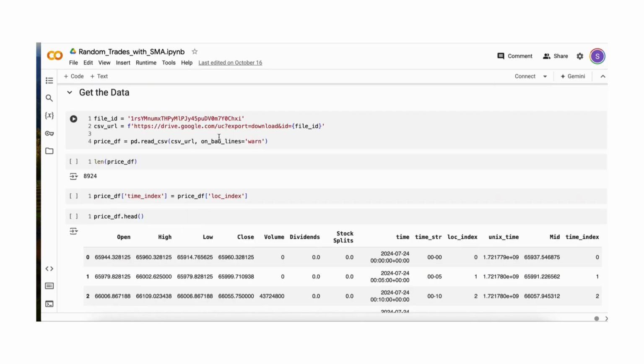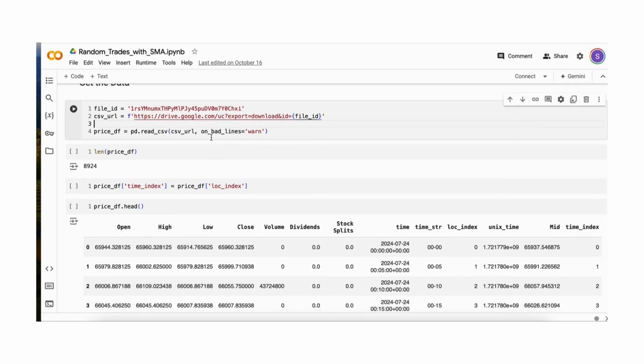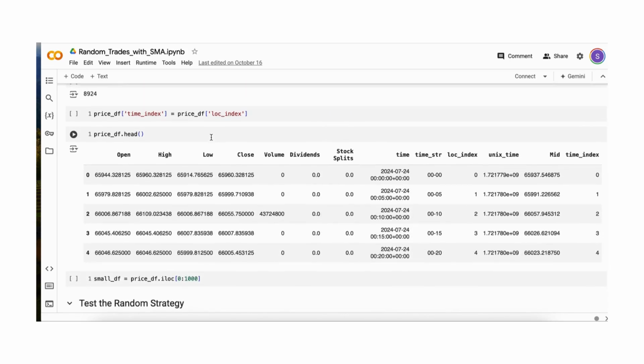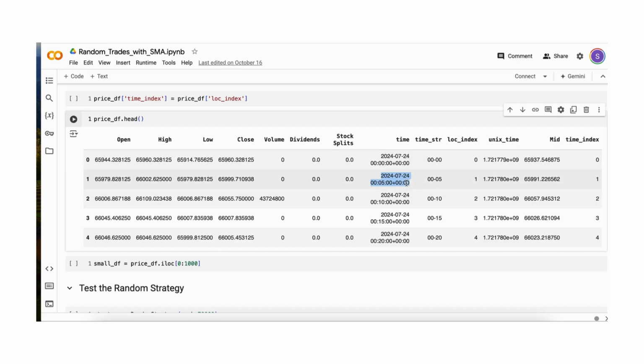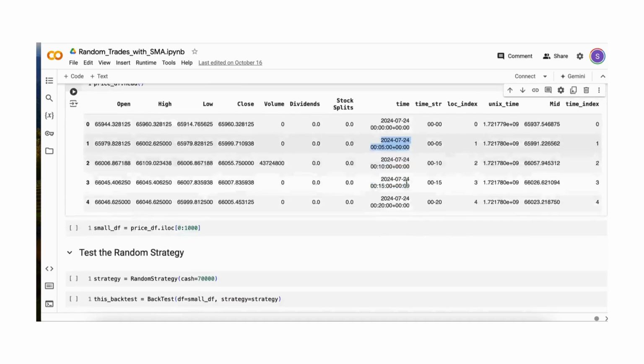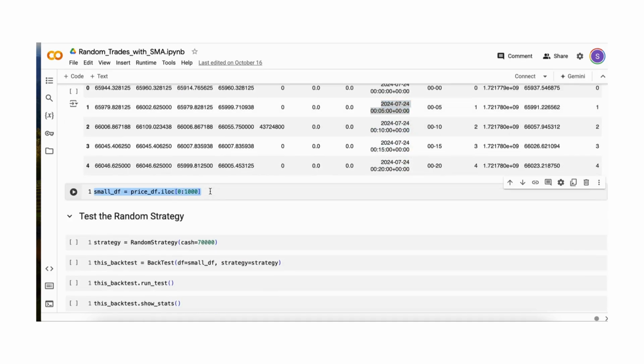We start by getting some data. The data we get is the usual Bitcoin data, which is a 5-minute period. As you can see, the interval is 5 minutes between successive data points, and then we take the first 1,000 data points to test out this strategy.